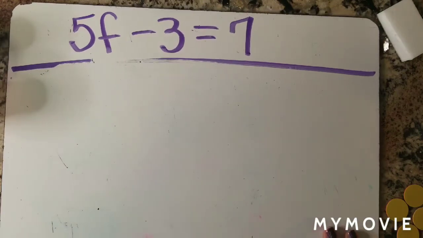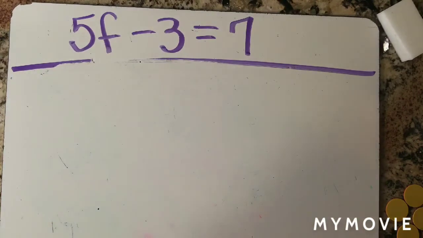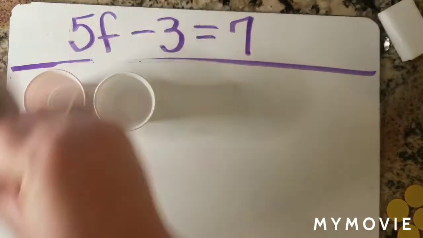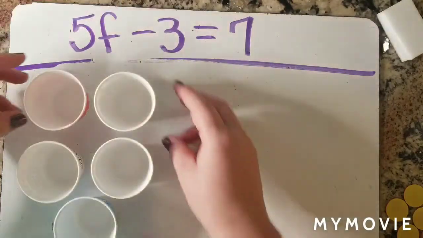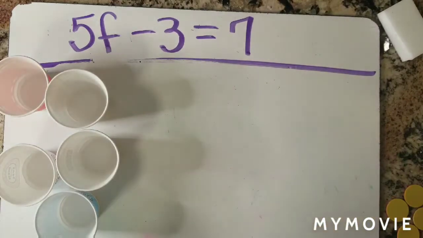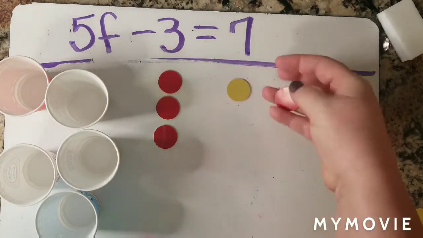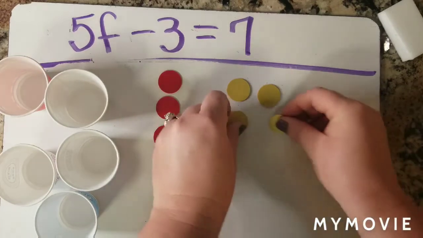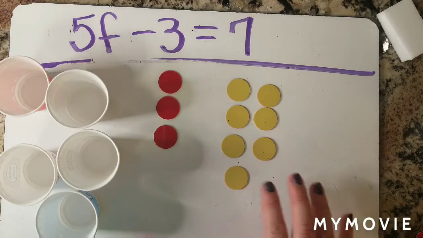Okay, so I hope you paused the video and you modeled it. So I see that I need to model my variable. It is 5f, so I would need 5 cups, or 5 squares if you're at home. 5 cups. Okay, I see I need to model -3, so that would be 3 reds. 1, 2, 3. And positive 7. 1, 2, 3, 4, 5, 6, 7.